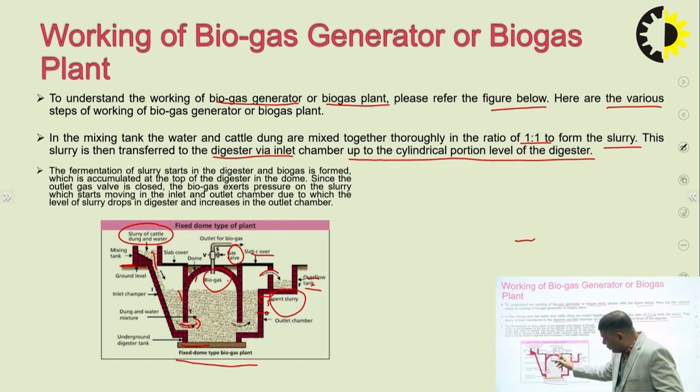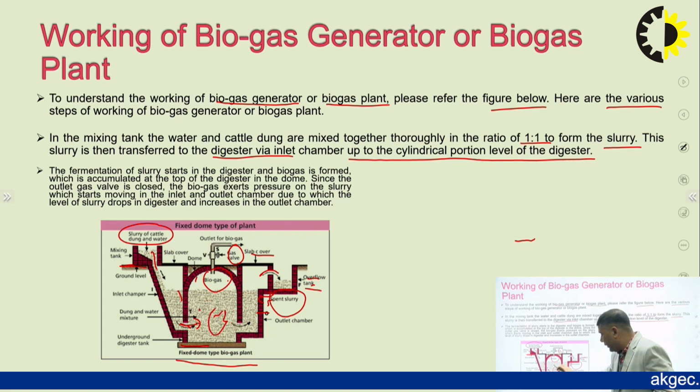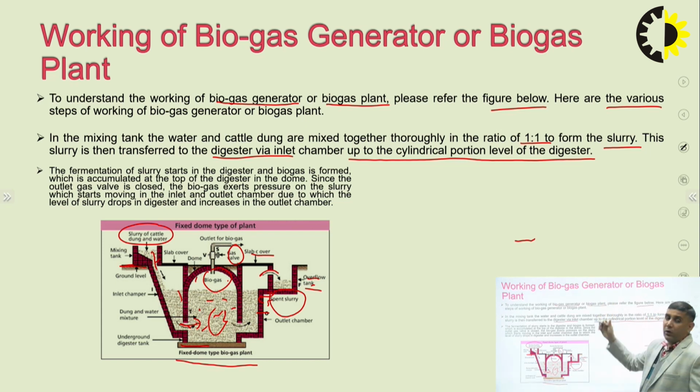So here we can have space for more slurry of cattle dung and water to come in through the inlet valves at this point. And if we close it again, then the inlet stops. So that is basically due to the pressure difference. And waste comes out from this point, the overflow and tank outlets. So this is basically the working of the fixed dome type biogas plants.